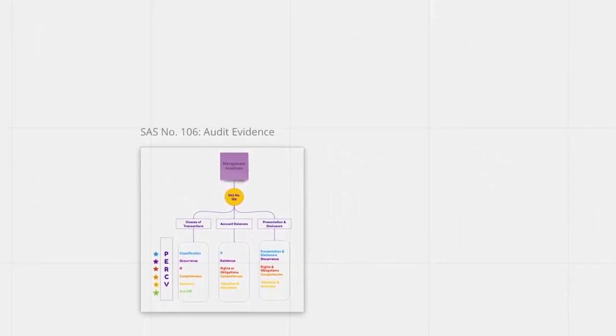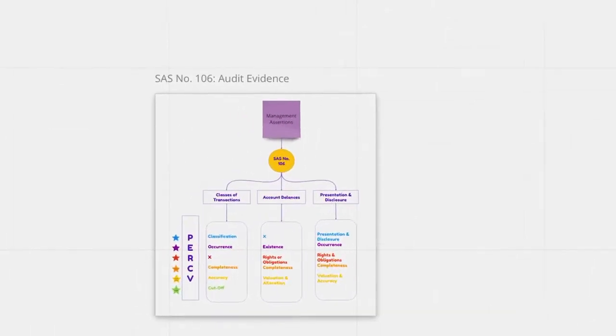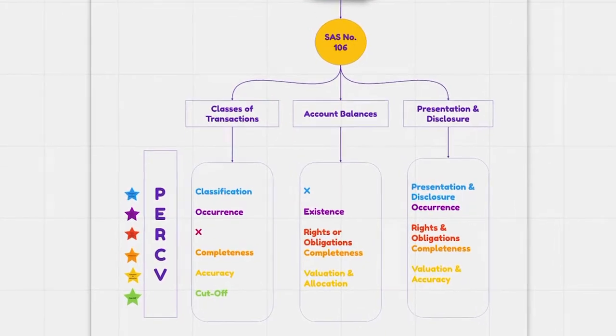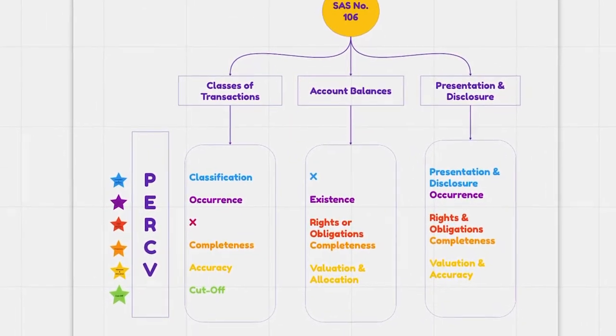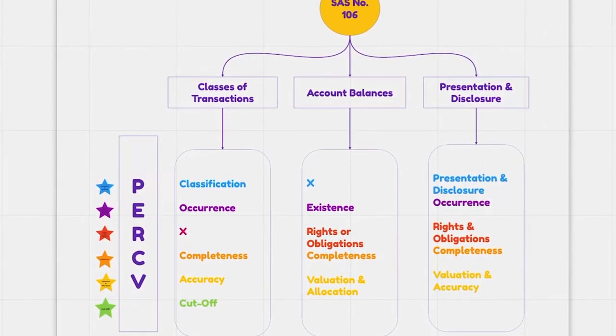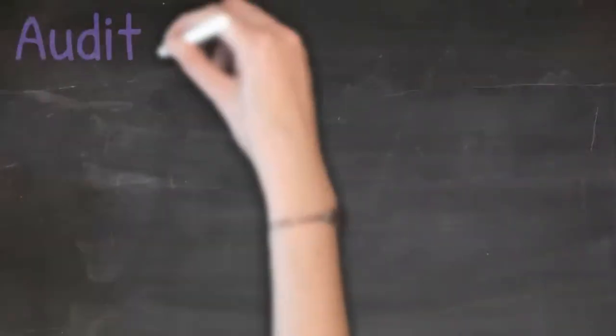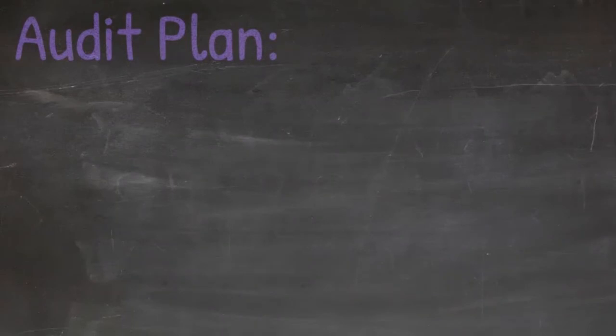On the CPA exam, you'll very likely be asked to design or select audit procedures given information about either a balance or a transaction. You'll want to be able to clearly state the assertion and explain its connection to every procedure you select. Here's a template for making that leap using SAS 106.